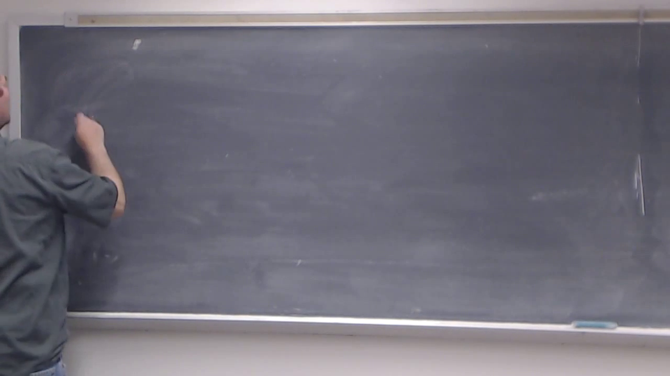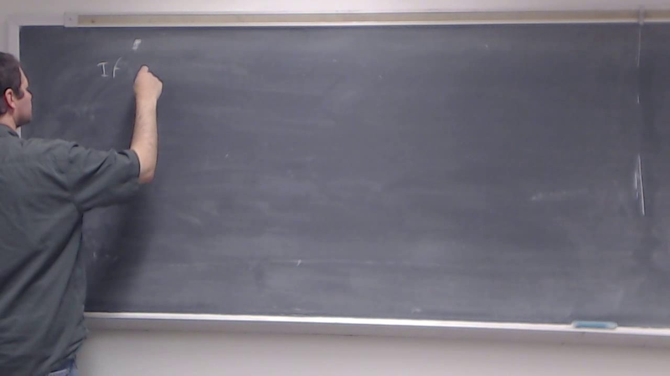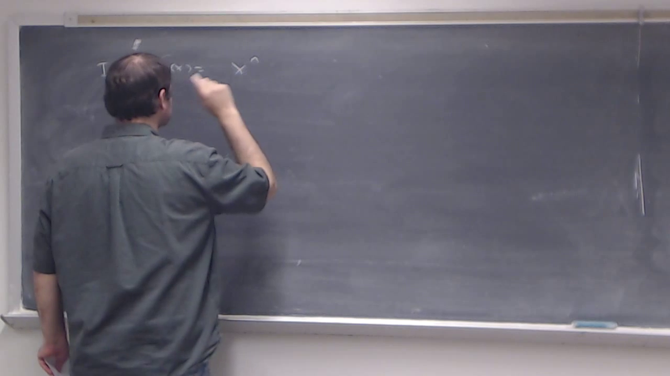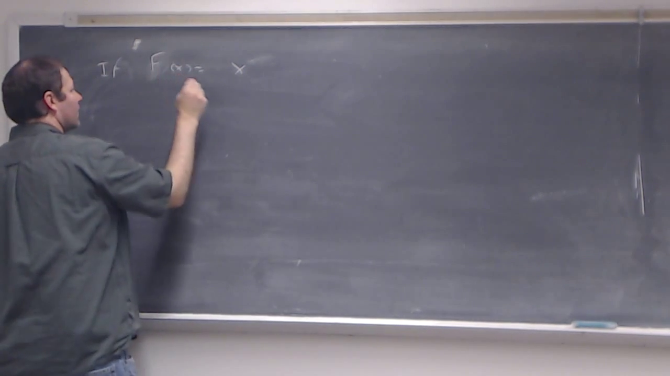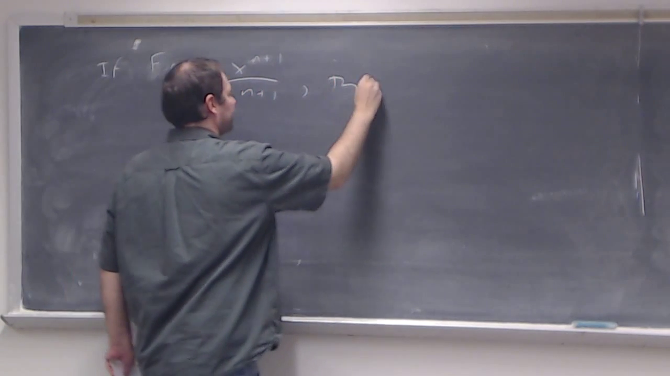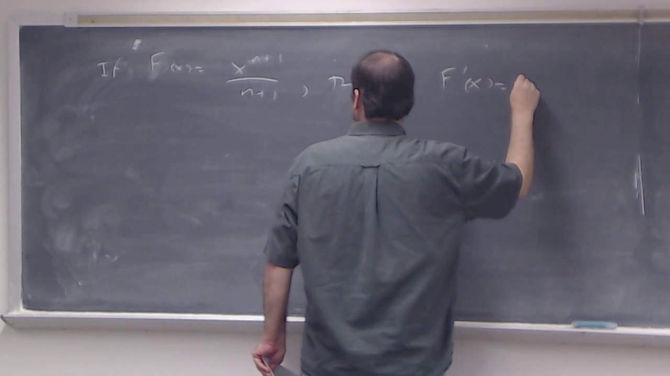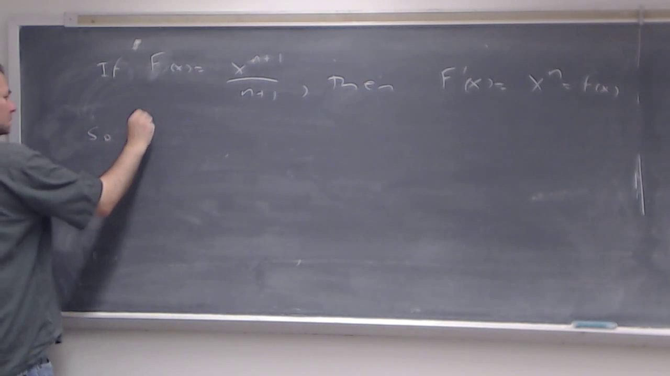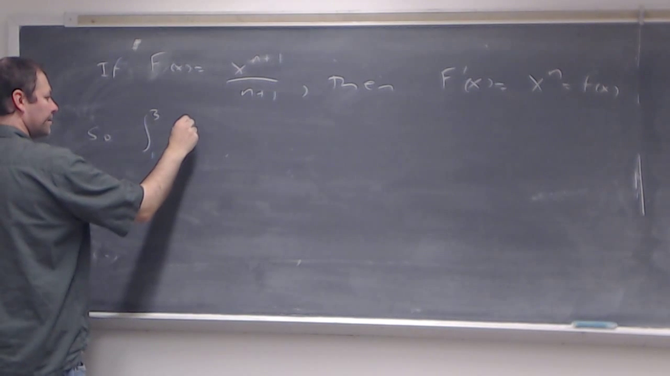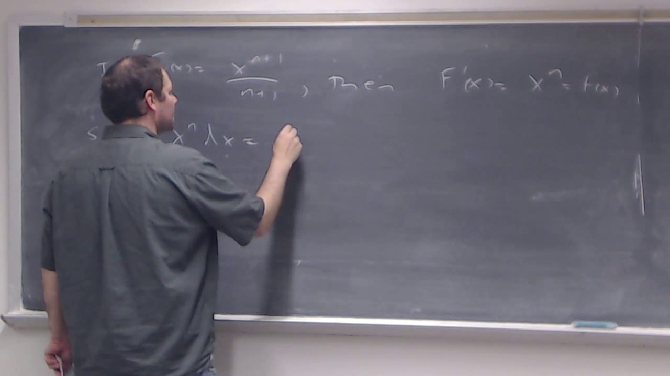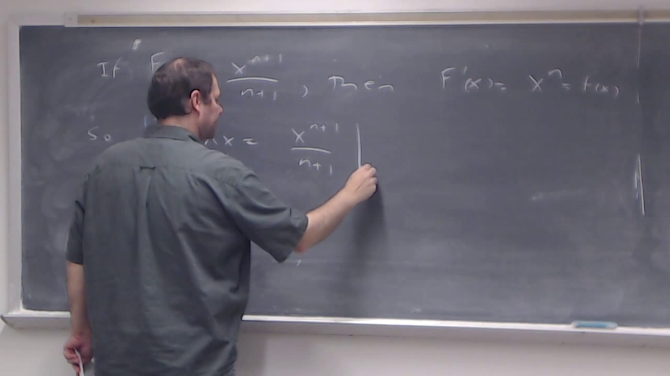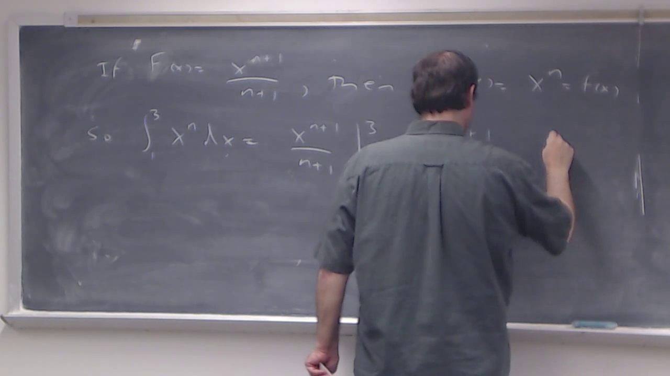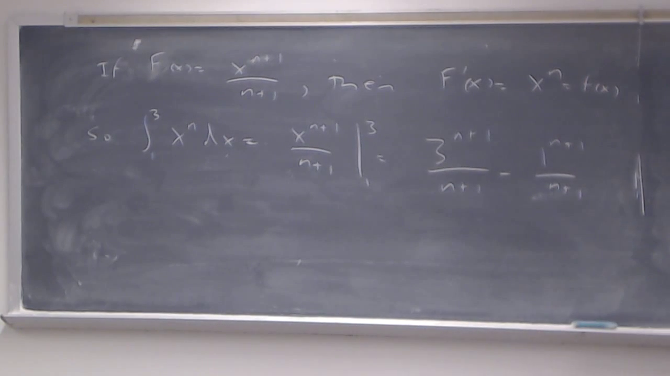So, if f(x) is equal to x to the n, let's say big F(x) is equal to x to the n plus 1 over n plus 1, then F prime of x is equal to x to the n, which might be some little f(x). So if I integrate from 1 to 3 of, let's say, x to the n dx, that's going to be equal to x to the n plus 1 over n plus 1 evaluated from 1 to 3, which would be equal to 3 to the n plus 1 over n plus 1 minus 1 to the n plus 1 over n plus 1, for any fixed n. That's what we have.